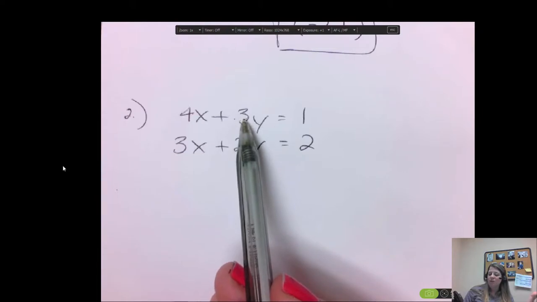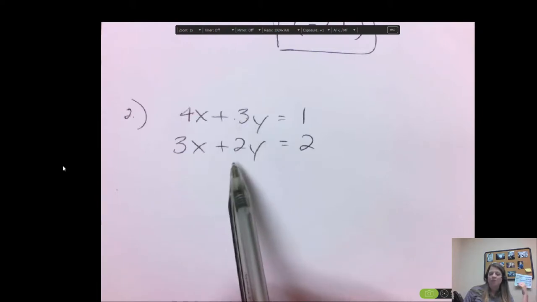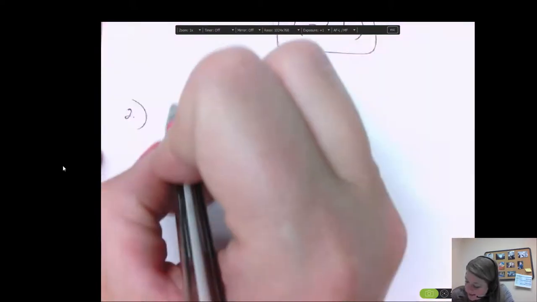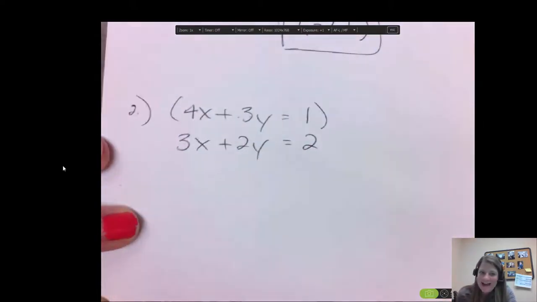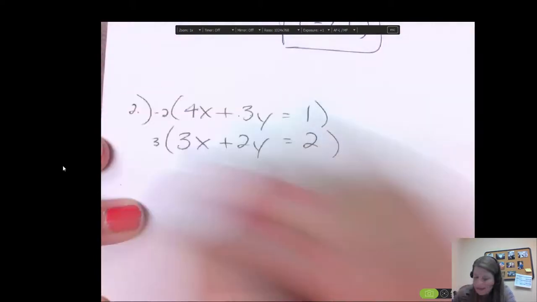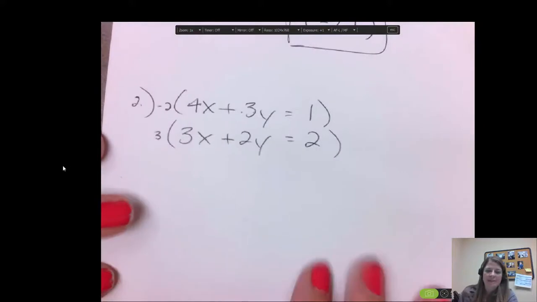So think about it. If I took the 3 and multiplied it by 2, I could get 6. If I took the 2 and multiplied it by 3, I could get a 6. But I need one of them to be a negative. So let's look at that idea. I'm going to multiply that entire equation by negative 2. I'm going to multiply this entire equation by 3. And you could have switched which one was negative, doesn't matter.